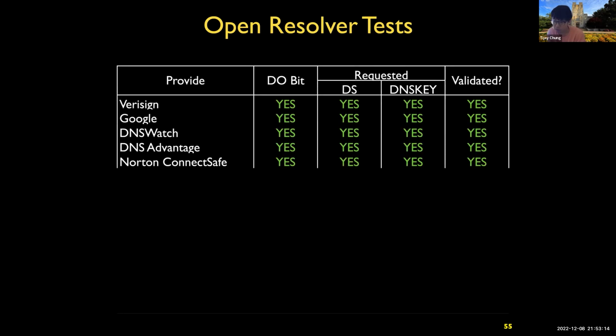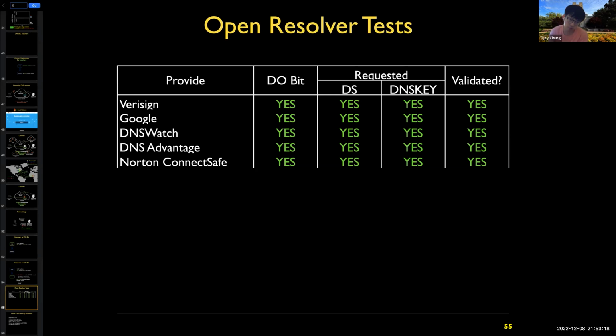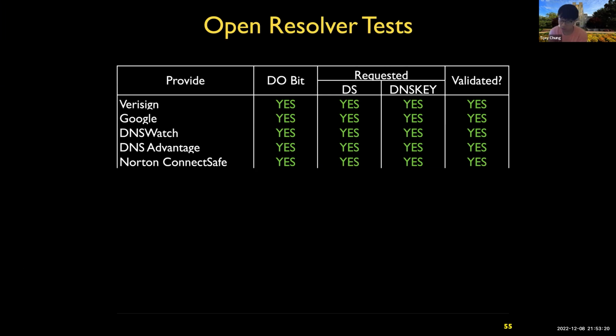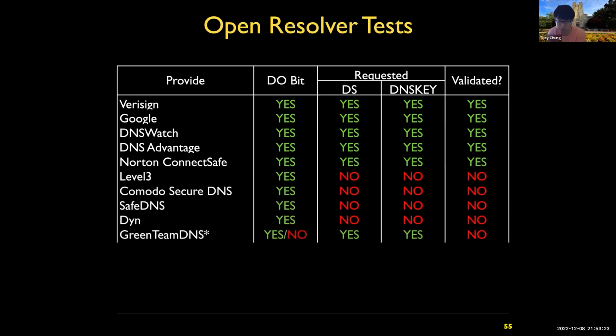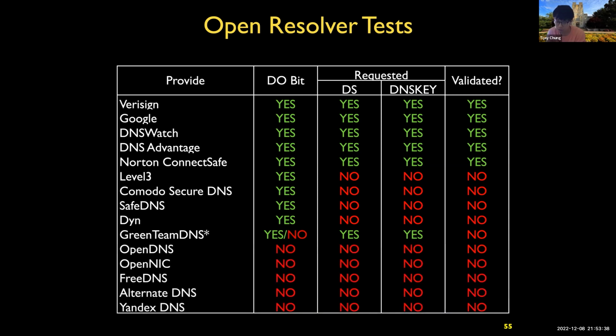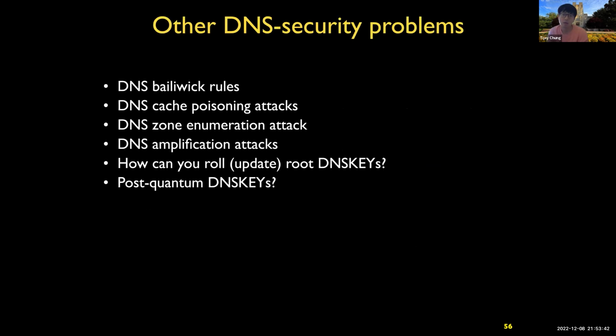So we can test open, publicly available resolvers, and many resolvers like VeriSign and Google correctly check the DNSSEC records. But sometimes there are DNS resolvers that seem to support DNSSEC by enabling the DO bit, but still do not validate it. Also, some resolvers do not support DNSSEC at all, right?